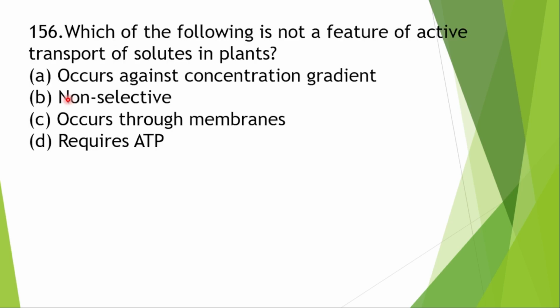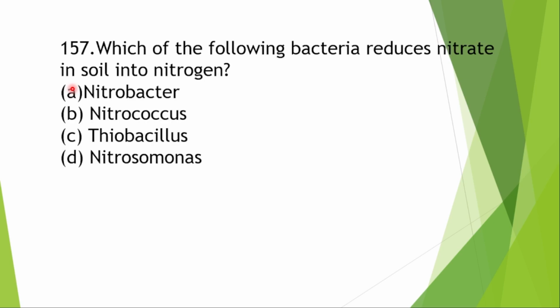156. Which of the following is not a feature of active transport of solutes in plants? Occurs against the concentration gradient, not selective. Occurs through the membranes, requires ATP. So the right option is B, non-selective.